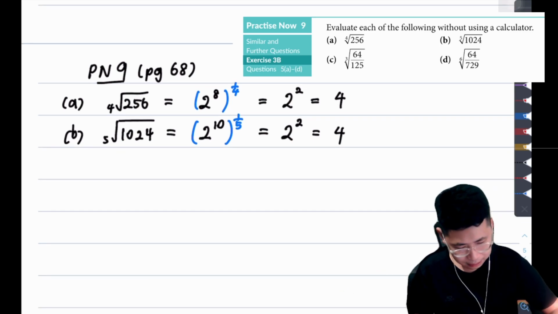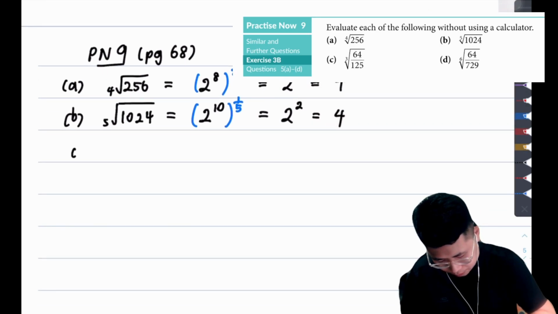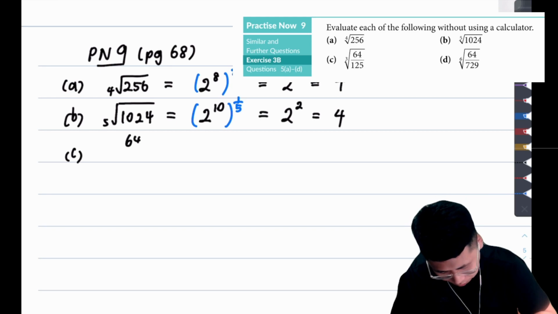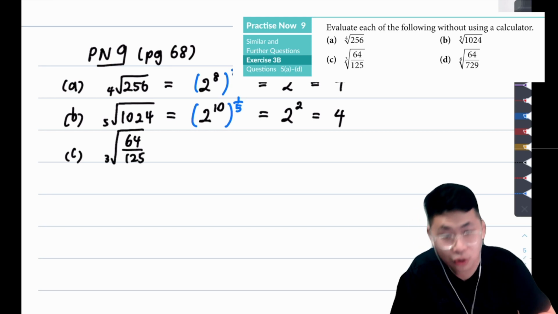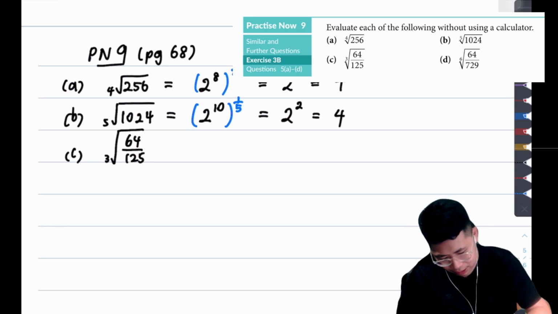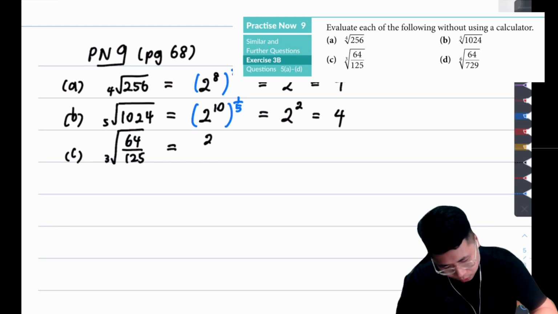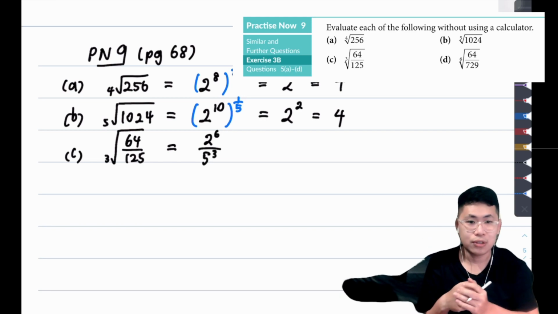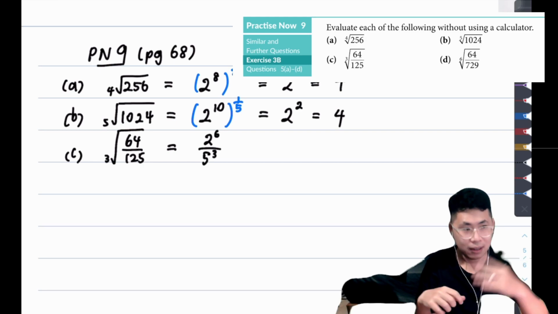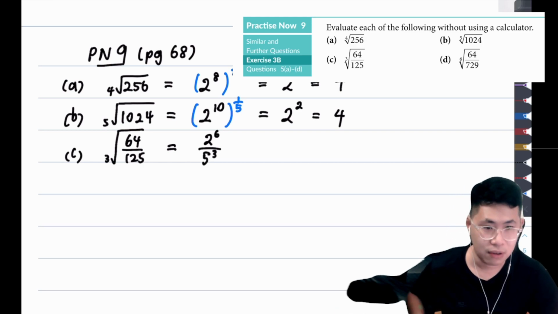Alright, C. For C, we have 64 over 125, the whole thing, with a cube root over there. So what is 64? 64 can be written as 2 to the power of 6. 125 can be written as 5 to the power of 3. So knowing our bases and the powers of our bases is very important.